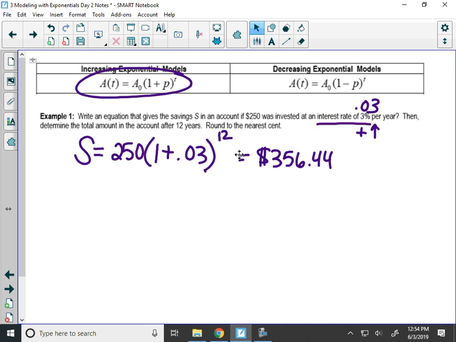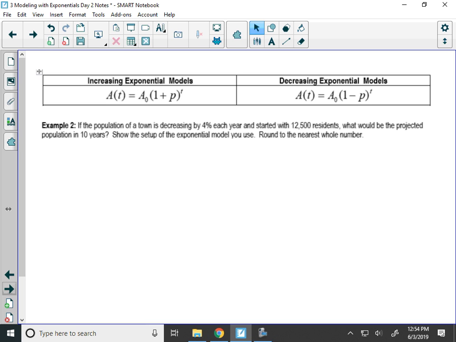Let's try another one. Example 2. The population of a town is decreasing by 4% every year, and it starts with 12,500 people. What's the population in 10 years?